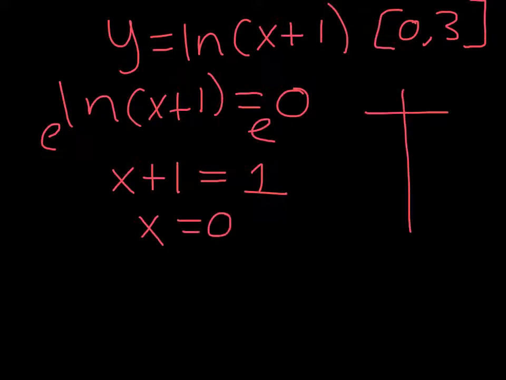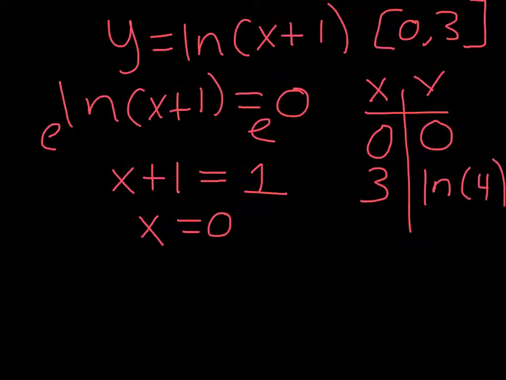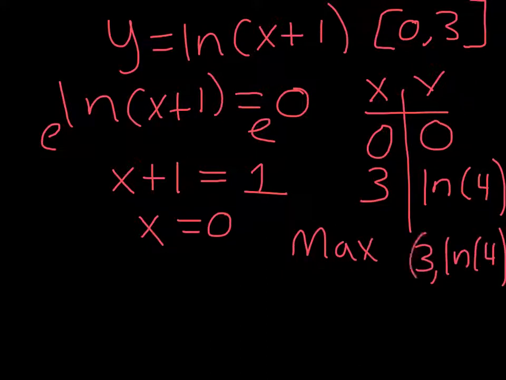We're next going to make an xy chart, which includes our endpoints and our critical point. So our endpoint is also our critical point, so we're going to have 0 and 3. Then we're going to evaluate it by plugging it into the original function. So we have ln of (0 plus 1), which is 0, and we have ln of (3 plus 1), so it's ln of 4. So the max is at 3 with a value of ln of 4, and the min is at 0 with a value of 0.